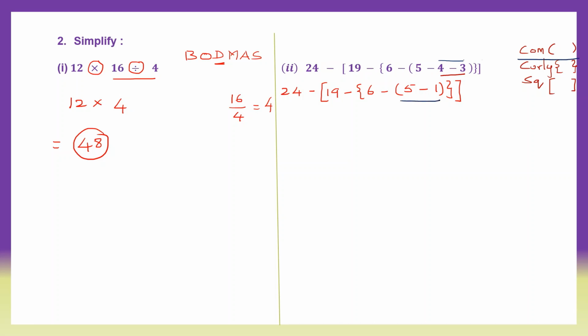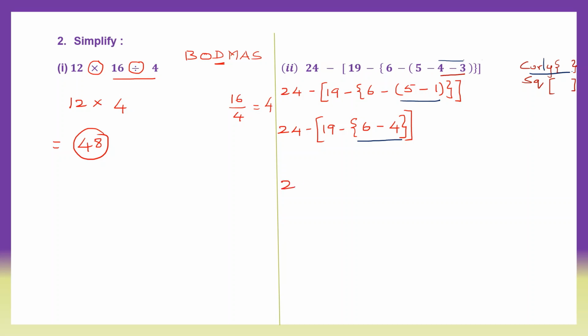So let's work out 24 minus square bracket 19 minus 6 minus, now 5 minus 1 is 4 and before that we have a minus sign, so it's minus 4. So the common bracket is removed. We put back the curly bracket and the square bracket. So we finished with the common bracket. So now we have the curly and the square bracket. We have to do the curly bracket first. So let's do that.